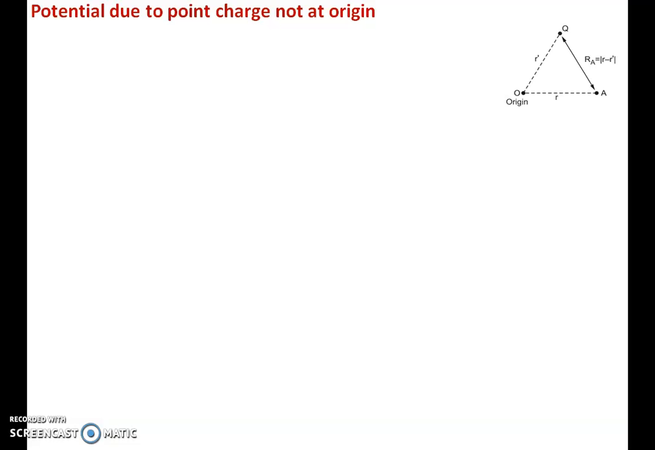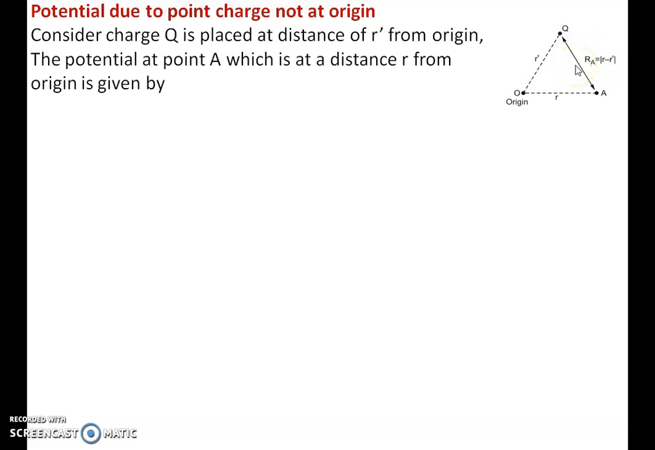Previously we saw the case when the charge is placed at the origin. Now if the charge is not at the origin, see here, charge Q is placed at a distance of R dash from the origin, and I want to find the potential at A, which is at a distance of R from the origin. The distance between Q and A is the magnitude of R minus R dash, which is taken as RA. Now the expression for potential becomes VA equal to Q by 4 pi epsilon naught into RA. This is the expression for the potential due to a point charge when that point charge is not at the origin.